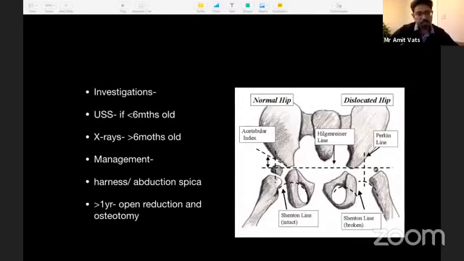Again, investigations: if the infant is less than 6 months old, then an ultrasound scan. But for a child beyond 6 months of age, an X-ray will be a better modality. Again, the management has been discussed elsewhere in detail, but the mainstays for younger children are harness and abduction spica. And if the presentation is delayed, then surgical interventions are more likely.